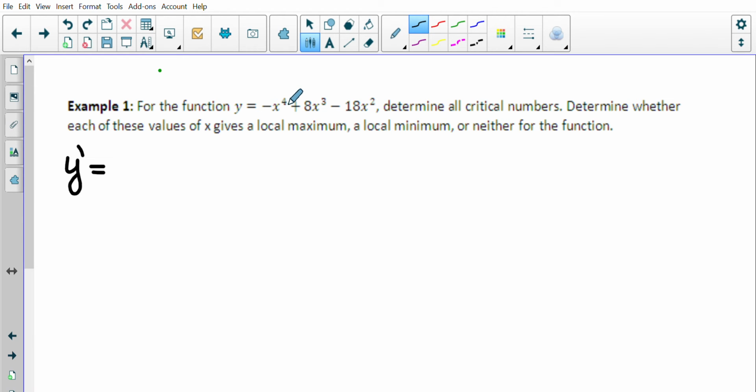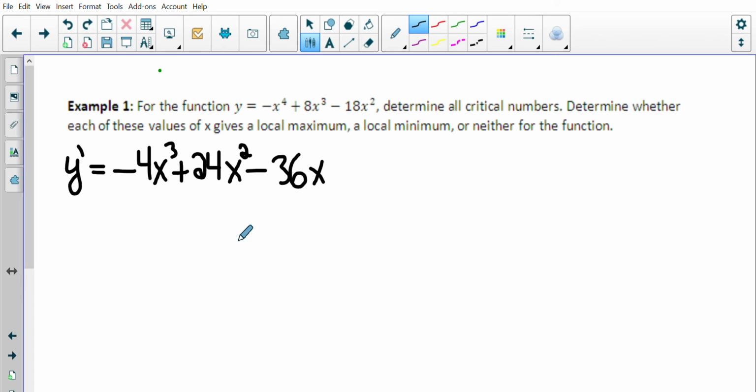And so let's see here. So I'll bring the 4 down, find the derivative here. I get negative 4x cubed plus, let's see here, 3 times 8 is 24x squared. And then the derivative of negative 18x squared, 2 times 18 is 36, and knock one off the exponent. We have an x.